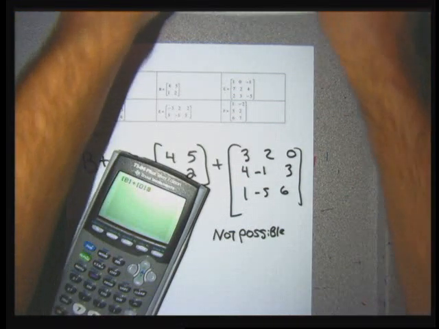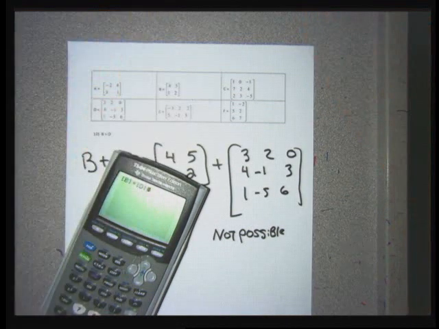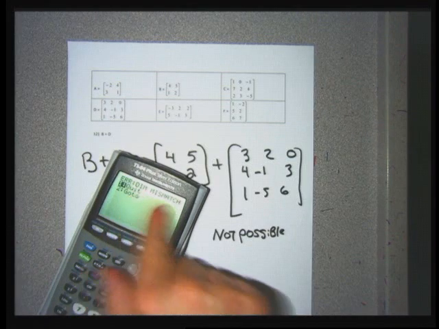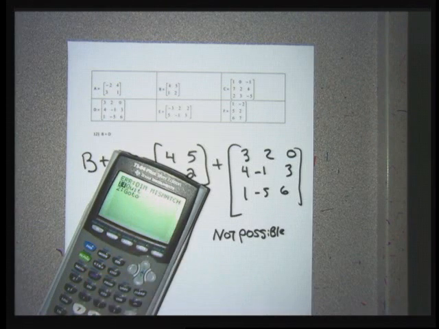It's not possible because the matrices aren't the same size, essentially. See, I see error dim mismatch. That means dimension mismatch. It means either I need to make B bigger or D smaller to make them addable. So it's not possible to add matrices unless they're exactly the same size, meaning they have the same dimensions.